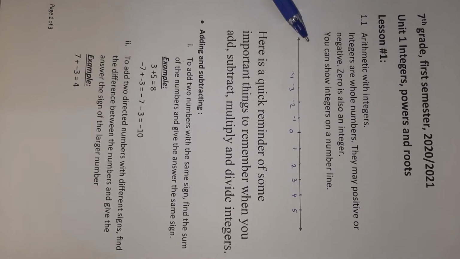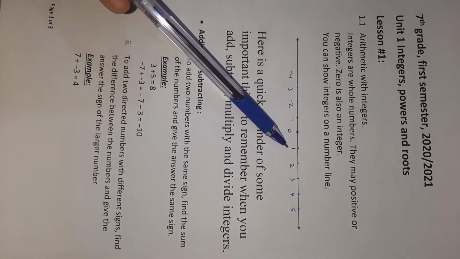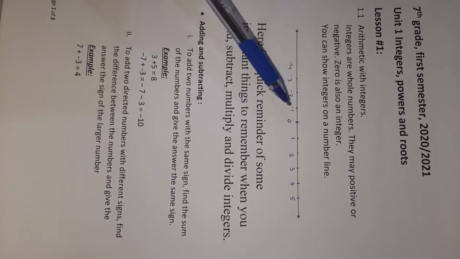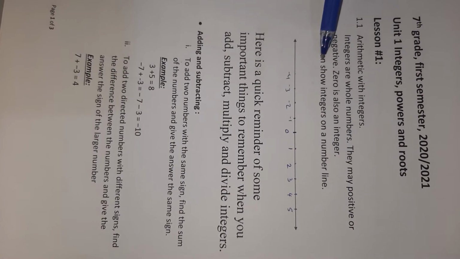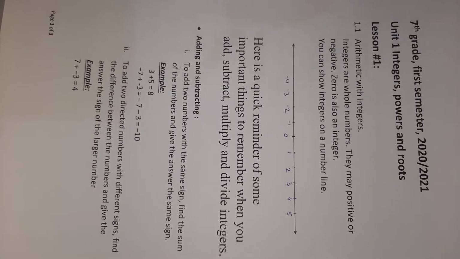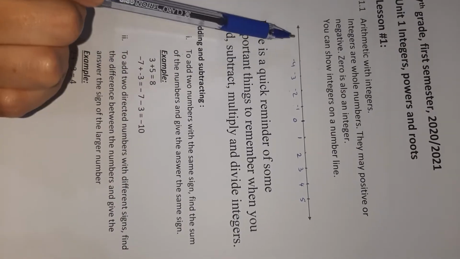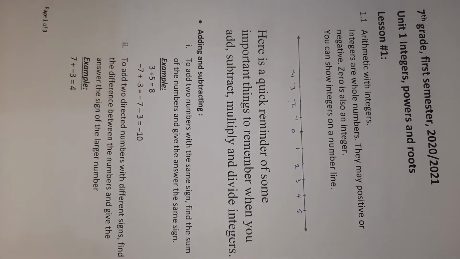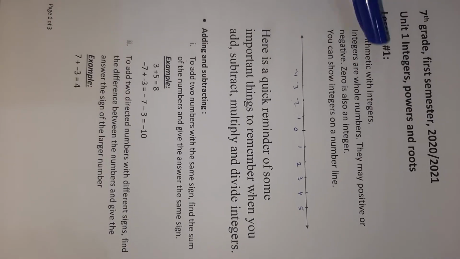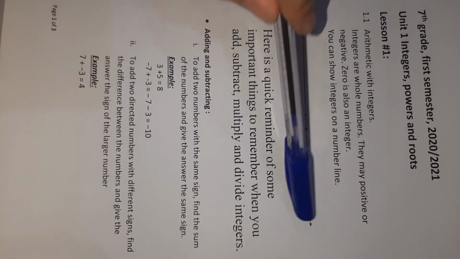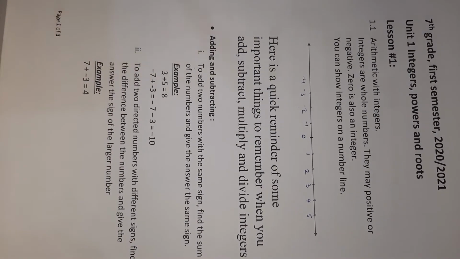You can show integers on a number line. This is a number line. Here we have 0, 1, 2, 3, 4. To the right of 0, there are the positive numbers. Below the 0, negative numbers: negative 1, negative 2, negative 3, negative 4, negative 5, and so on. So we call these numbers integers. Integers are whole numbers. They may be positive or negative, and the 0 also.